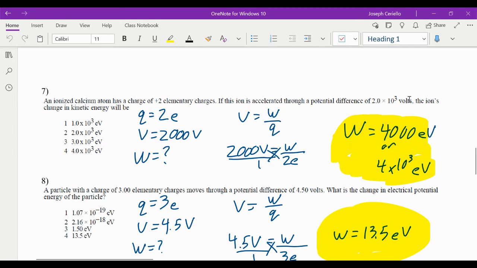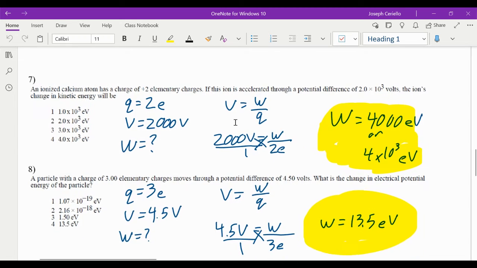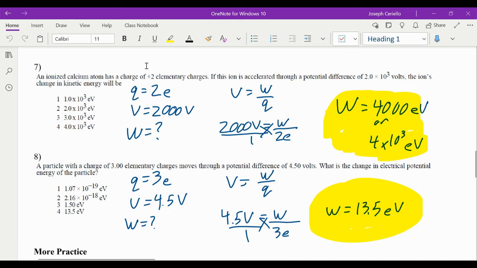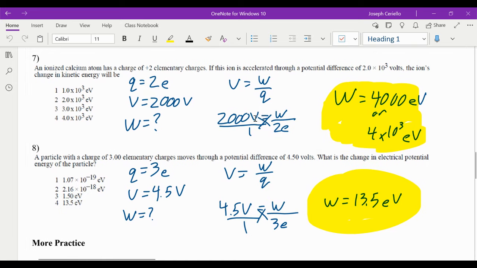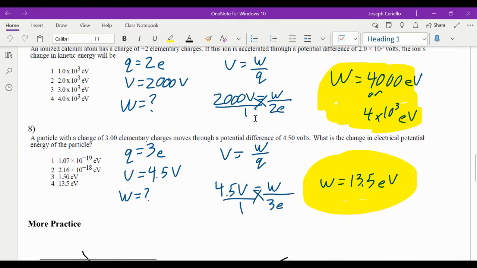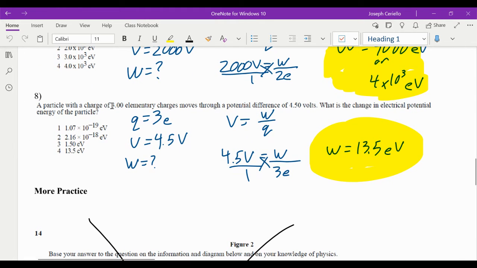You're given the voltage of 2000 volts, looking for the energy. Now, a hint to electron volt questions. Generally, you should not need to use a calculator for an electron volt question. So Q is 2E, voltage is 2000 volts, plug it in, cross multiply, you get 4000 electron volts here, or 4 times 10 to the 3 electron volts.